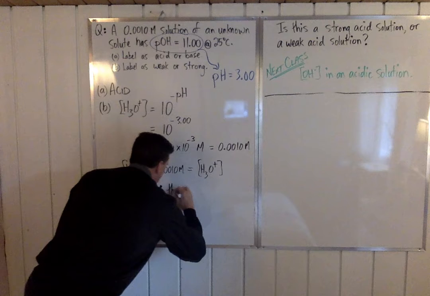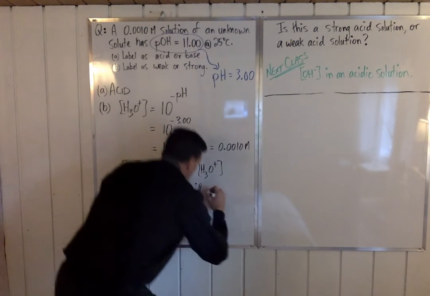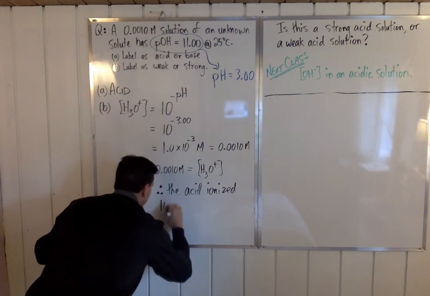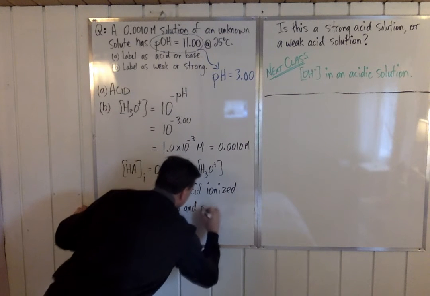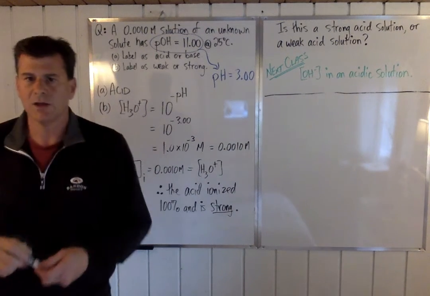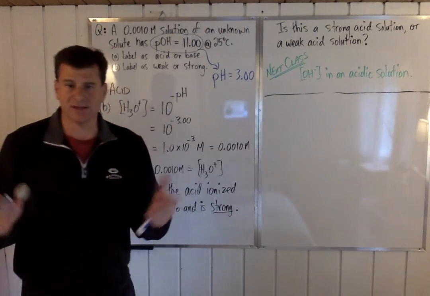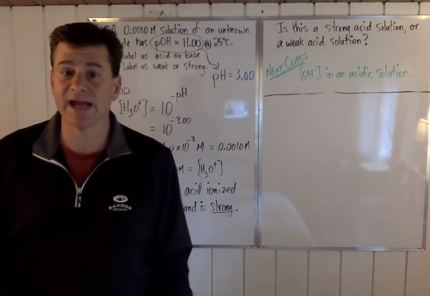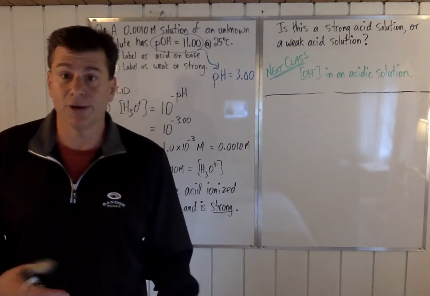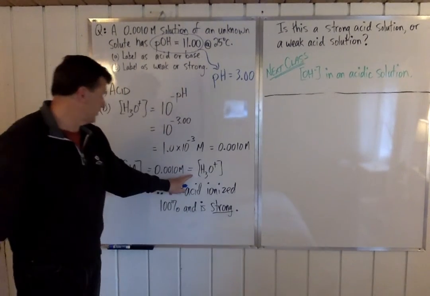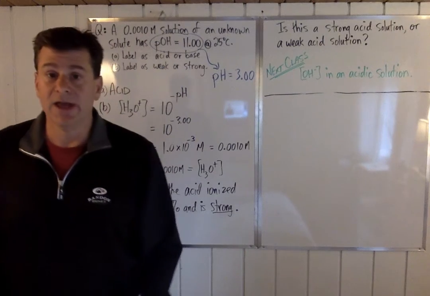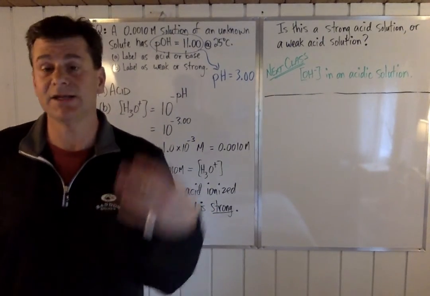Therefore, the acid ionized 100% and is strong. So in this case, the acid is strong. Let's say I gave you a different pH and you went through the exact same calculation, but this number came out quite a bit smaller than 0.0010. Then your conclusion would be, instead of equals, less than. The hydronium was much less than that value, and so it would have ionized less than 100% and it would have been a weak acid.